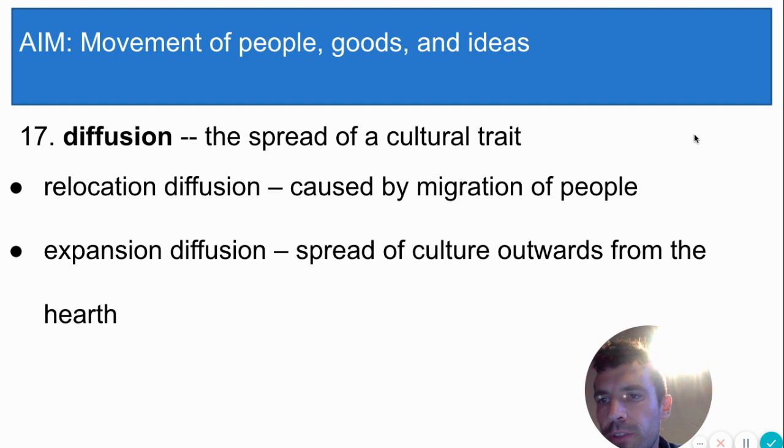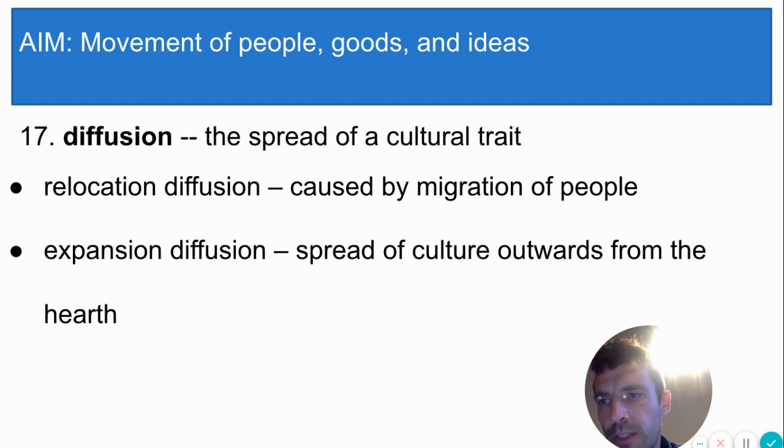The other type of diffusion is called expansion diffusion. Unlike relocation diffusion, expansion diffusion doesn't involve people getting up and moving. Instead, cultural traits spread outwards from the hearth from person to person. Over time, they spread to enough people that they end up in a new place away from the hearth. So we have two broad types of diffusion: relocation, which involves the migration of people, and expansion, which involves cultural traits expanding outwards.